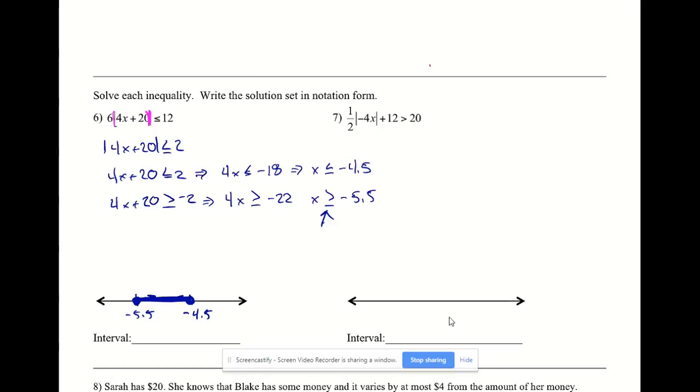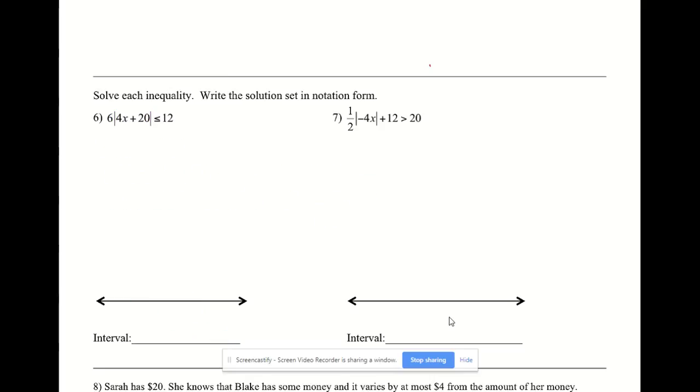And if we want to write it in interval notation, bracket, because they can be equal to, negative 5.5, negative 4.5, bracket. So pause if you want to. And let's go on to our second one.